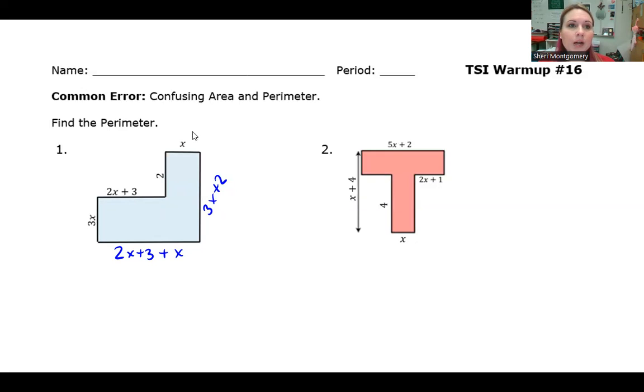And then for the number of parts, I could start at the same spot. 2, 3, 4, 5, 6, 7, 8, 9, 10. So what would your final answer be? 12x plus 10.